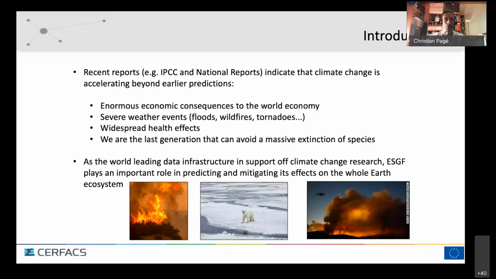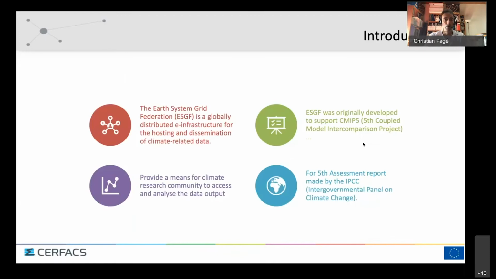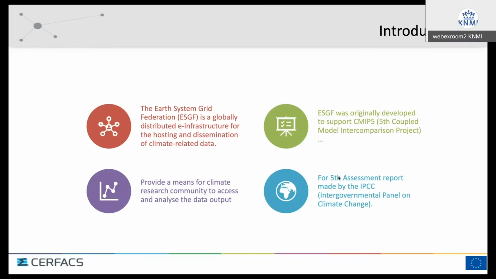So ESGF is a world data infrastructure. It has been put in place to support climate change research, and it plays an important role in predicting and mitigating effects on the Earth ecosystem. So we can summarize this ESGF platform in 4 main points. It was originally developed to support CMIP5, which is the 5th coupled model intercomparison project, in support to the 5th assessment report made by the IPCC.